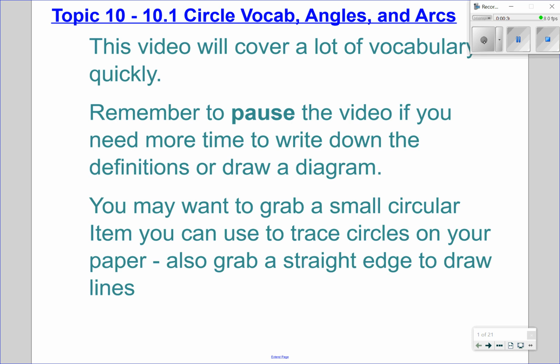So, obviously, remember to pause the video at certain points if you need more time to write or draw diagrams. We're going to cover a lot of vocab, so just make sure you're writing those down. You can kind of shorthand, but you need to know those big keywords. Also, we're going to be drawing some circles today, so if you have a circular object, maybe like a roll of tape or a lid to a container that you can use to easily trace circles on your paper, that might be beneficial for you. And also a straight edge will be convenient for you today.